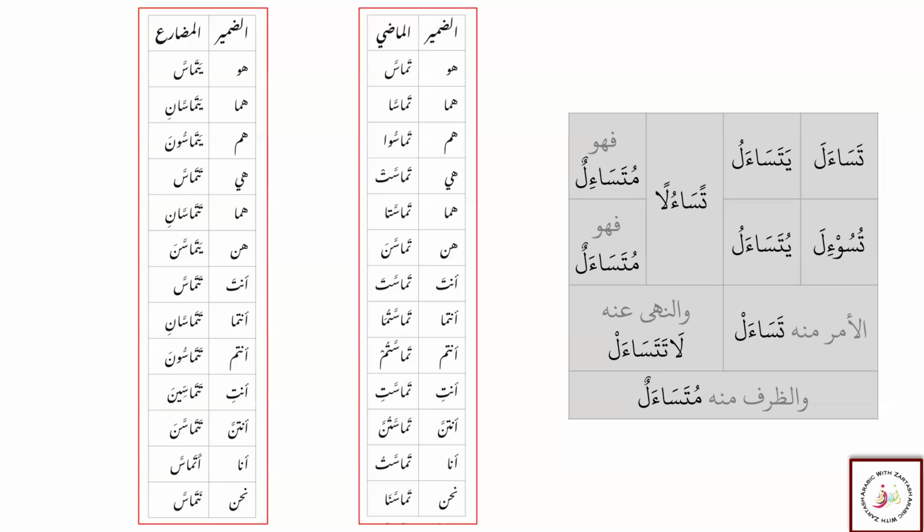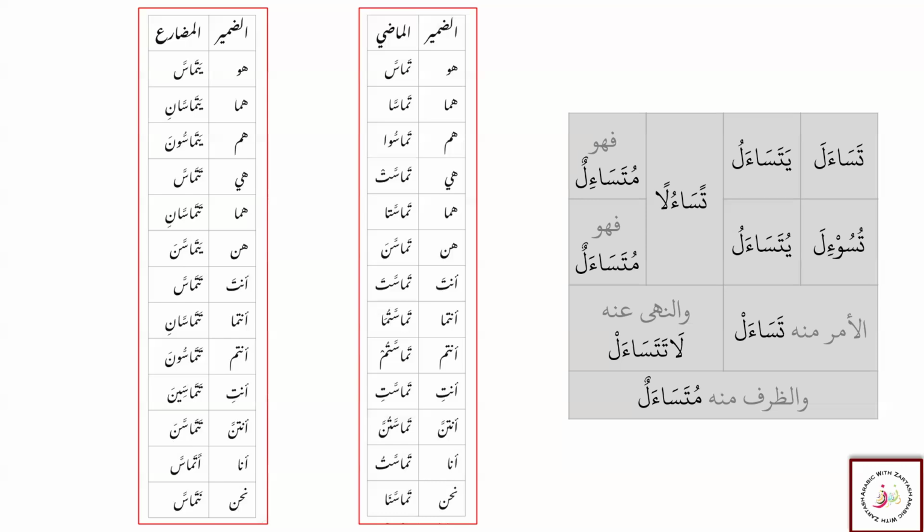Again, then anta tatamasu, antuma tatamasani, antum tatamasuna, anti tatamasina, antuma tatamasani. Then antunna tatamasasna. The breaking, the splitting will happen here, and there's a typo. I'm going to correct this. So, hunna yatamasasna, antunna tatamasasna. Ana tatamasu, nahnu natamasu.